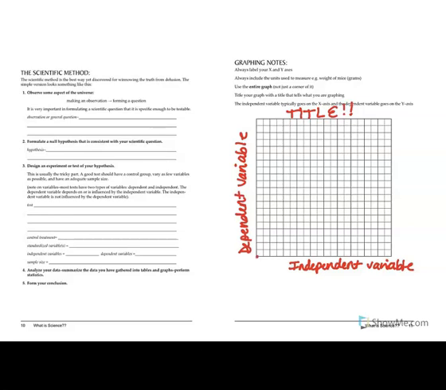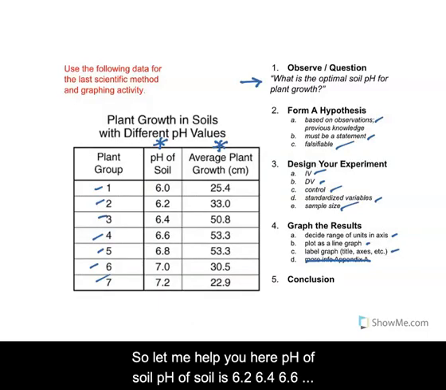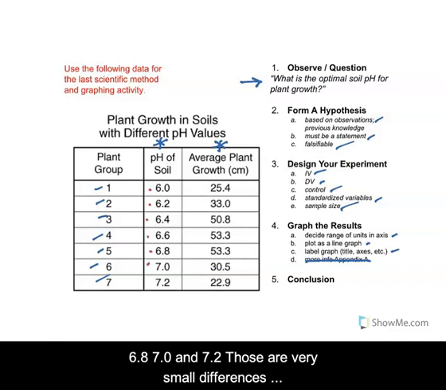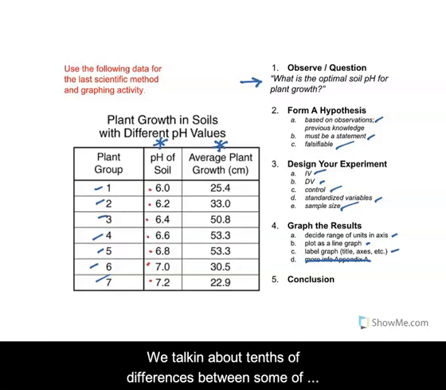Let me help you out there. You're always going to start there. What that doesn't mean is starting at 0. You don't have to start at 0. You can start at whatever number you want, but we're going to make sure that we have appropriate spacing between values. So let me help you here. pH of soil: pH of soil is 6, 6.2, 6.4, 6.6, 6.8, 7, and 7.2. Those are very small differences between those numbers. We're talking about tenths of differences between some of these numbers. And so we're going to go ahead and really space out those values.